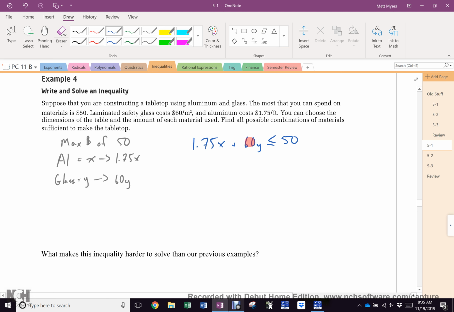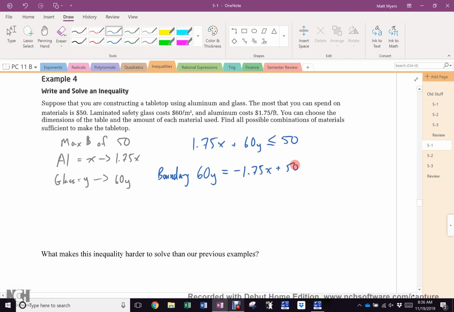If I'm going to put this in slope-intercept form, what would I have to do? I'd have to move it all around, right? Well, let's start moving it around. We've got to isolate Y, yeah? So let's isolate Y. 60Y equals, because we want our boundary, negative 1.75x plus 50, correct?